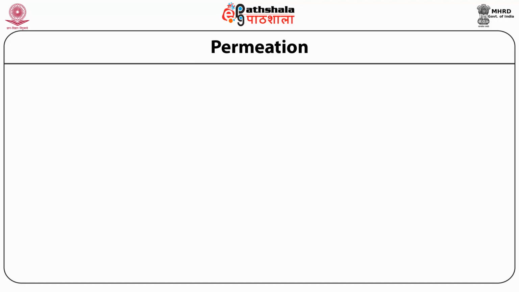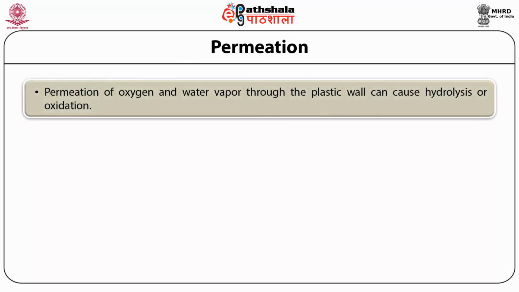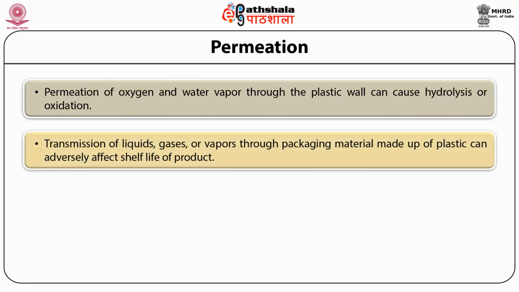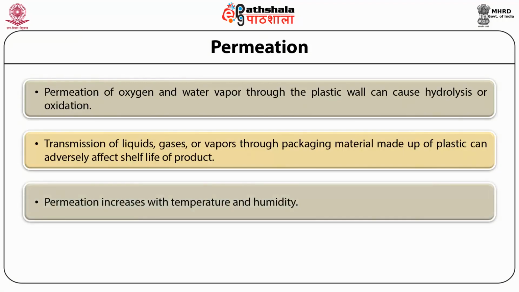Now let us take these considerations one by one and see how they are going to affect the quality of the product. The first one is the permeation. The permeation of oxygen and water vapor through the plastic wall can cause hydrolysis or oxidation of the stored product. The transmission of liquids, gases, or vapors through the packaging material made of plastic can adversely affect the shelf life of the product. The permeation increases with temperature and humidity. So, one should be quite careful where he is going to store that plastic container.